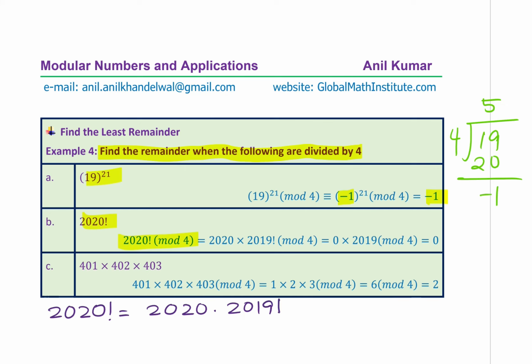But in short, I can also write this as 2020 times 2019. Well, we could write it like this. Now, if I take the mod 4, then what happens? Well, mod 4 of 2020 is 0. Since that is 0, then 0 times anything will be 0. And therefore, the answer for this is equal to 0.